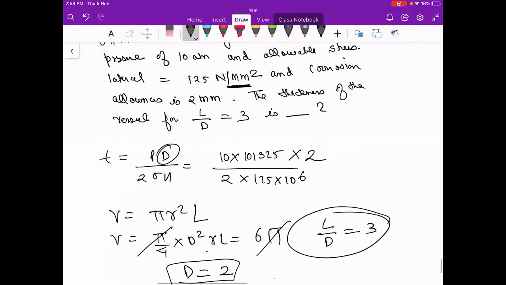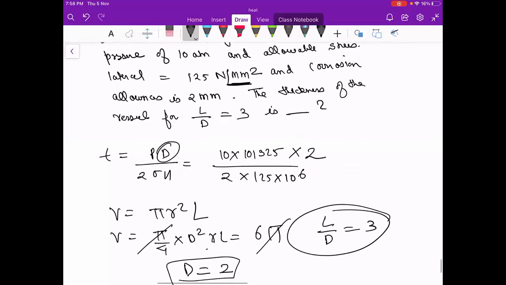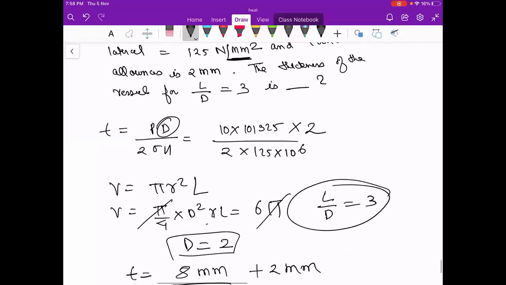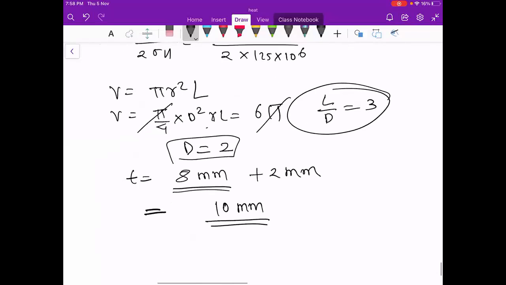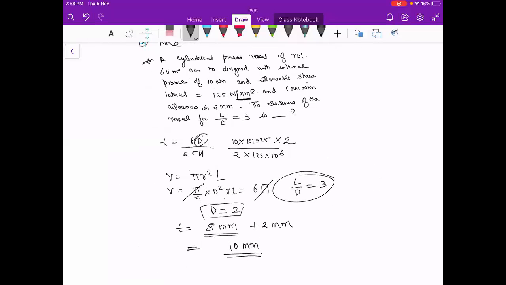So that is D here. Everyone got this problem? Everyone is clear?